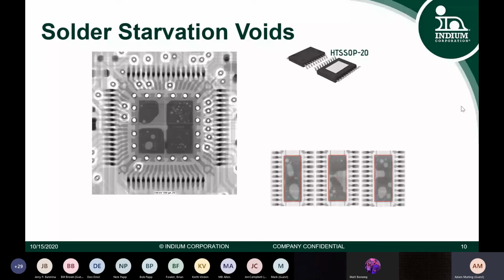and will create a starvation void phenomenon. So sometimes we have to play a little bit and increase the aperture sizes to include that volume within those vias so that you can fill the vias and get your adequate voiding numbers.